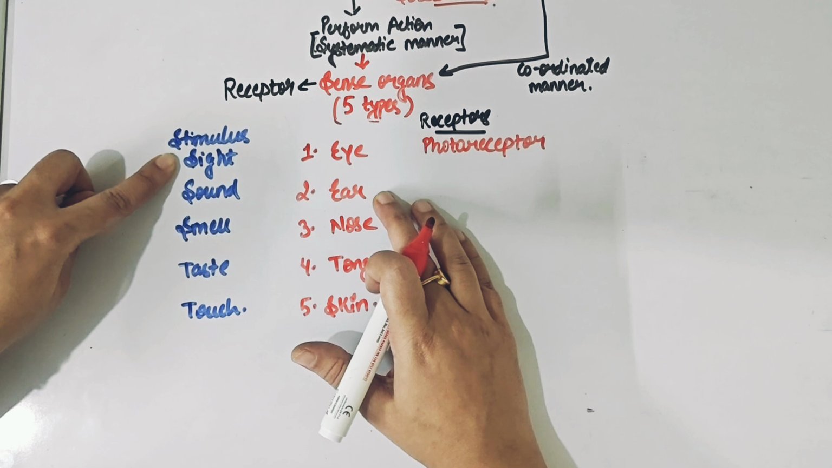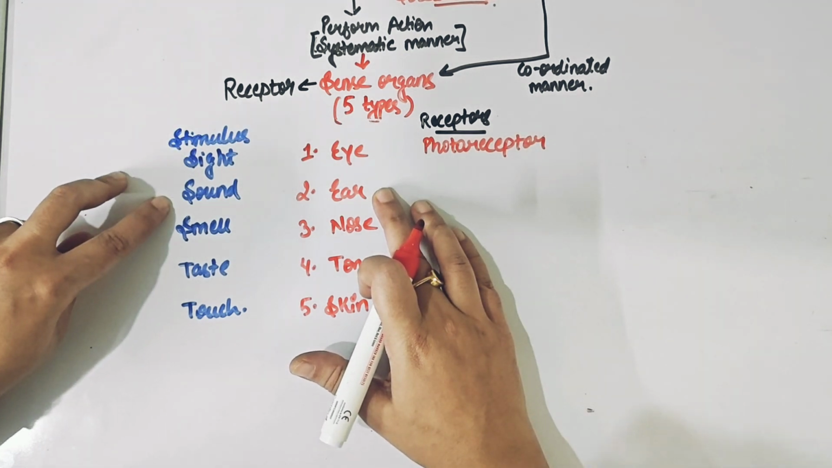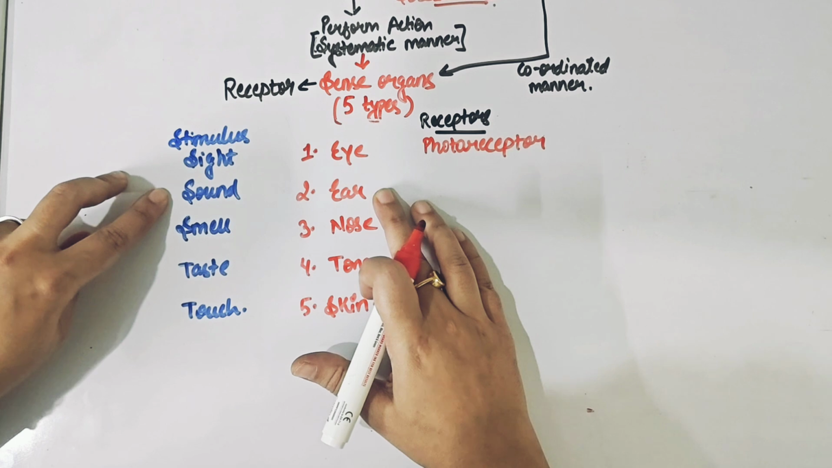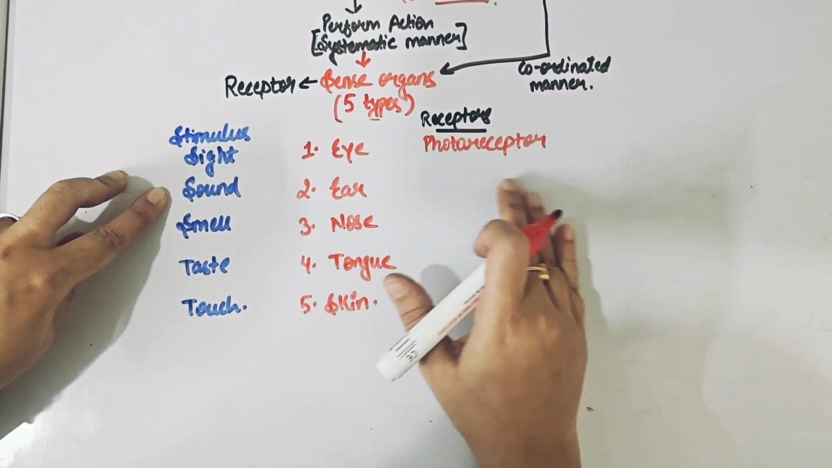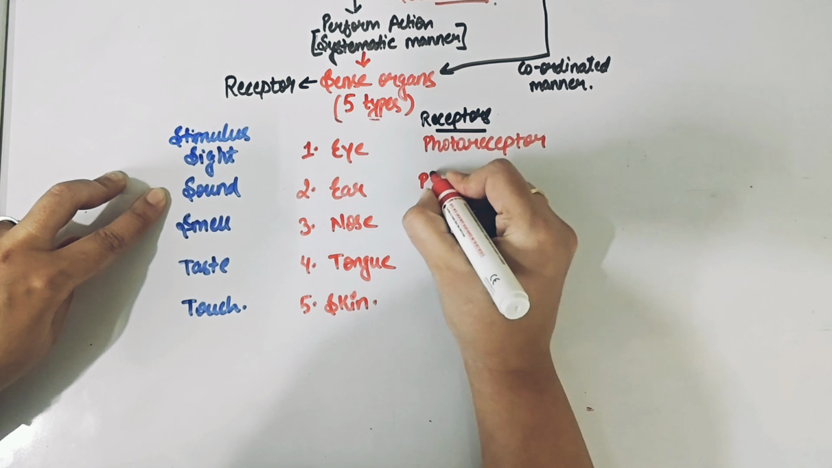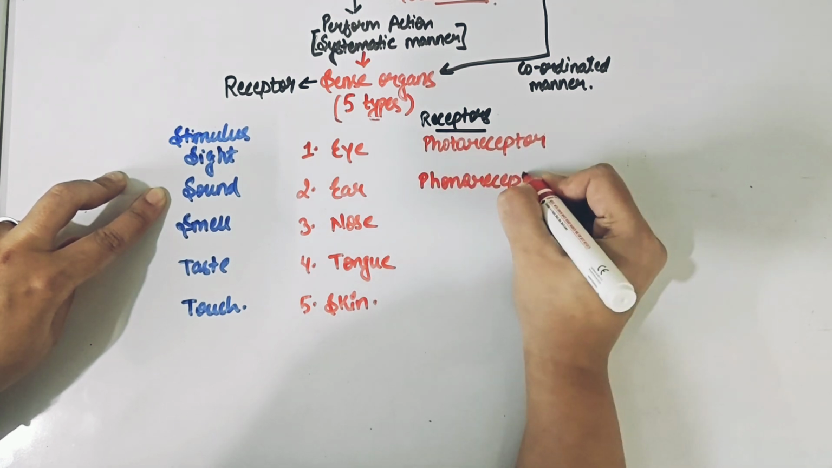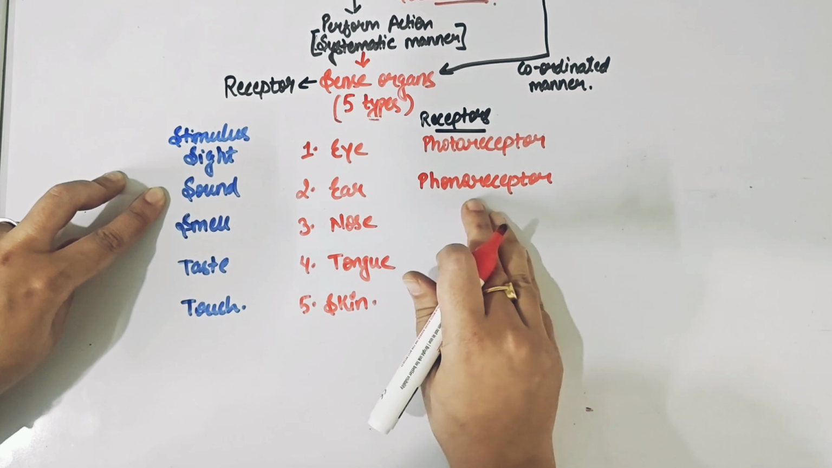So what is ear going to do, as we know? So ear basically is sensitive towards a stimulus which is known as sound. So what is the name of this specialized cell which is sensitive towards sound? So this is something which is known as phonoreceptor. Again, something you guys can easily remember.